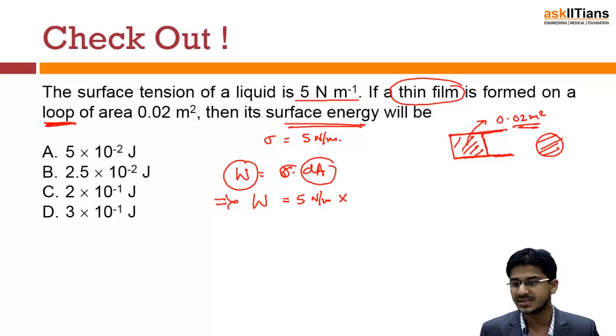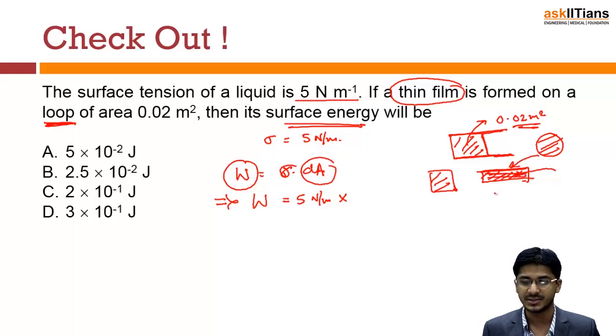Now the loop could be this, loop could be a square loop, loop could be a rectangular loop, it could be any loop. But since this is a loop, it has two surfaces, one from the top that you see and one from the other side that you cannot see while facing the front. It's because any film will have a finite thickness. A finite thickness means there is one surface above and one surface below.